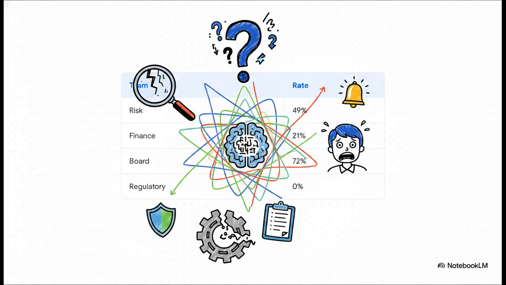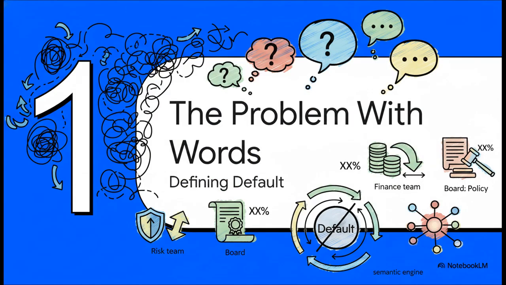Think about the implications. The board is panicking, pushing for emergency reserves based on that 72%. Finance is telling the CFO that only 21% is at risk, suggesting a totally different provisioning strategy. Meanwhile, regulatory is technically compliant but offering absolutely zero insight into the actual portfolio health. Same portfolio, same loans, same date. 4 drastically different numbers.